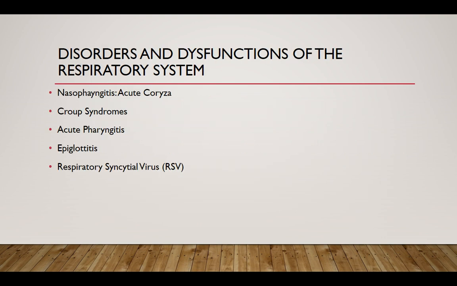Disorders and dysfunctions of the respiratory system. There's nasopharyngitis, which is acute coryza, croup syndrome, acute pharyngitis, epiglottitis, and respiratory syncytial virus. Those are the ones that we deal with on a daily basis with children. The croup, there's 6 types of this syndrome. There's a barking cough, inspiratory stridor.